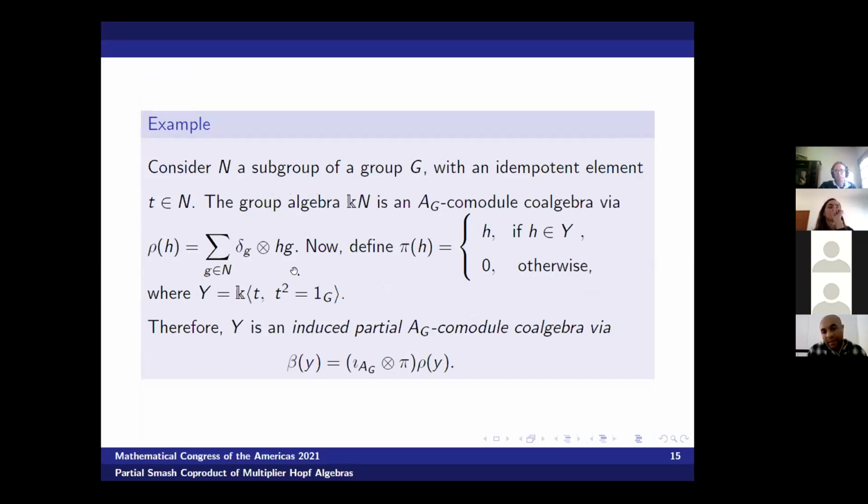Here we have an example, a specific example using the idea of projection. It's not so easy to construct projections that satisfy all the properties, but here we have an example considering a group and a subgroup with an idempotent element. Then we consider the group algebra, and we can construct this linear map. And we have a specific example of an induced partial AG comodual coalgebra in this context.